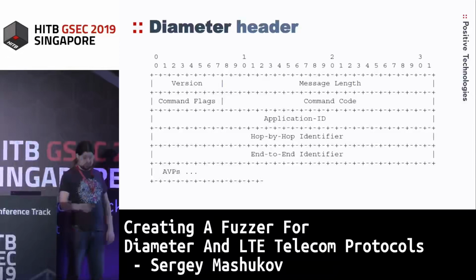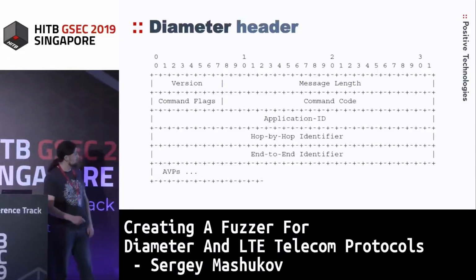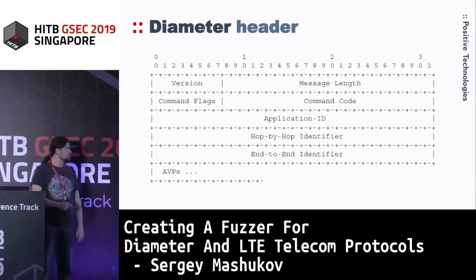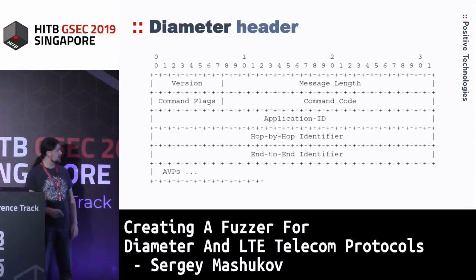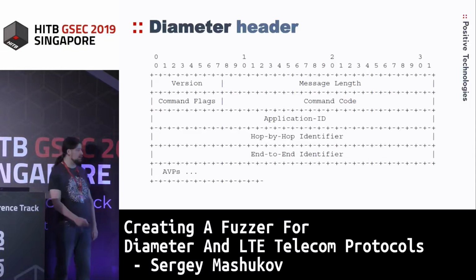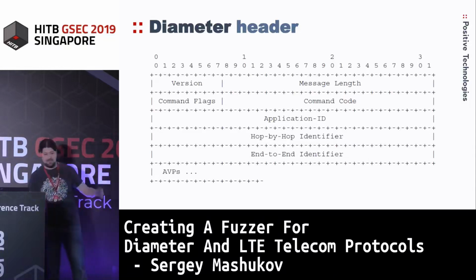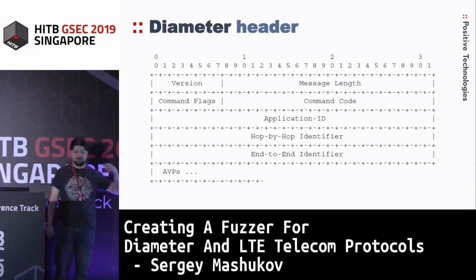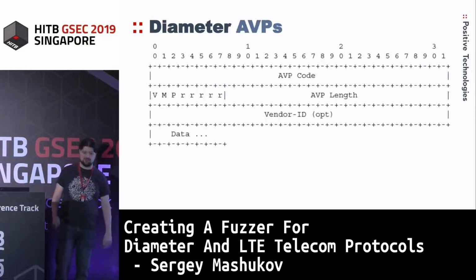So here you can see the header. You have your version, which hasn't changed since the beginning. You have message length, command flags, like either request or answer, or either sent due to an error. You have command code, basically which message it is. You have application ID, on which application. You have some identifiers that are needed for routing. And then after this header, you have a number of AVPs, attribute value pairs.